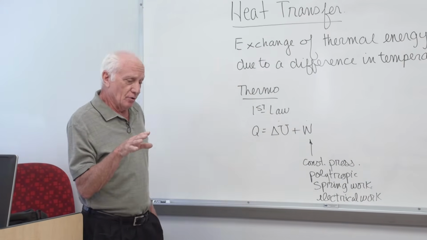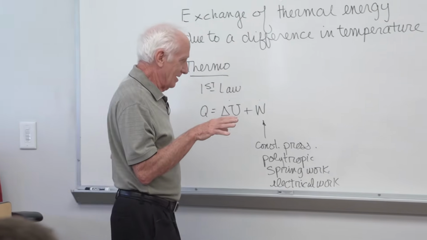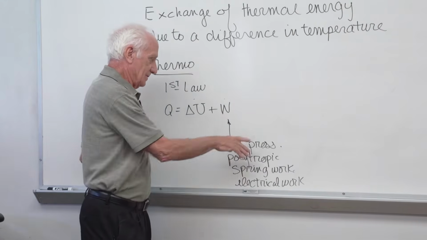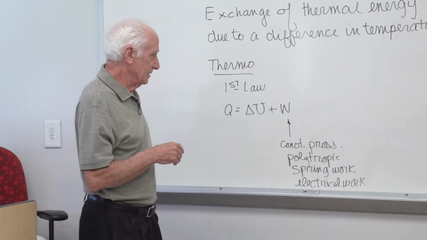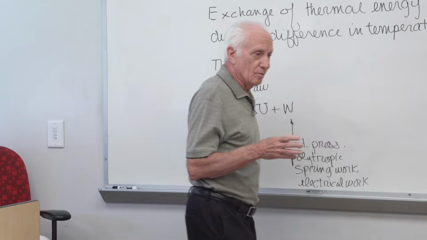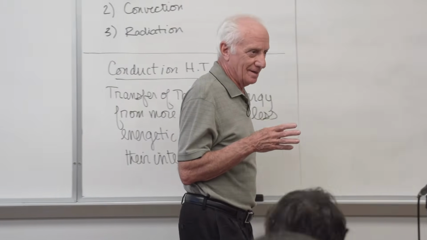In the chapter on work, they always give you a few equations on how to calculate work. The first question they ask you is: is the process constant pressure? Is it a polytropic process? Is there spring work being done? Is there electrical work being done? They give you equations for that.